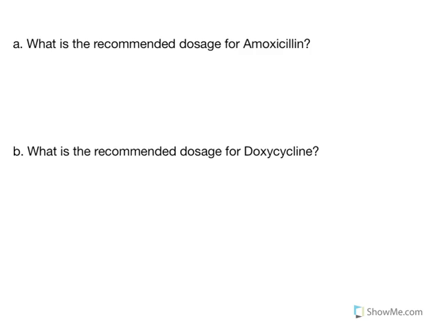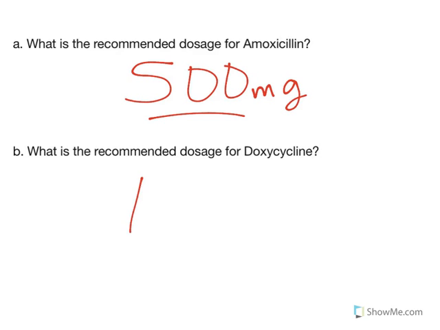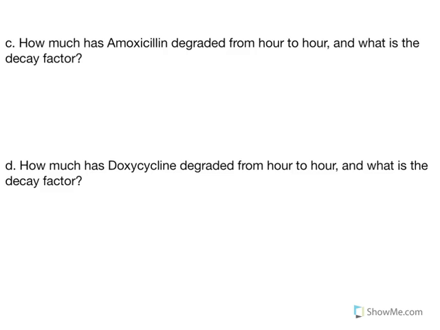So, recommended dosages for amoxicillin. Well, that's kind of the first piece. Amoxicillin starts with 500 milligrams, so that's the recommended dose. And for doxycycline, it starts at 100 milligrams. So those would be the first pieces if we're writing models.